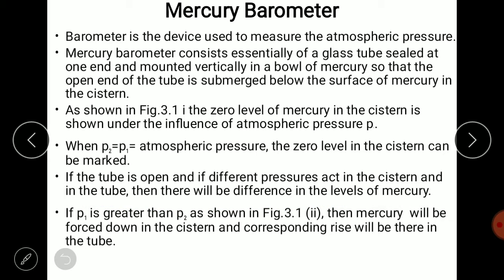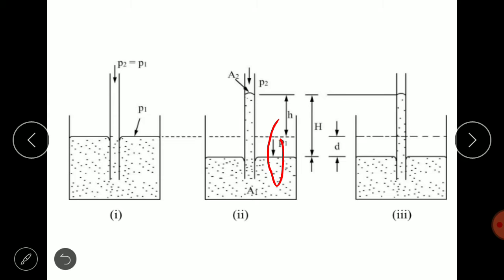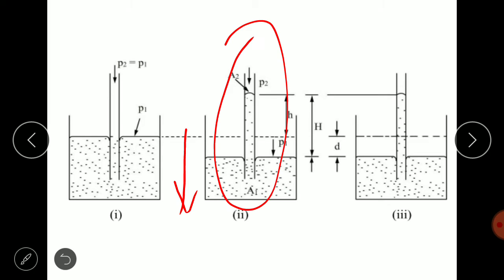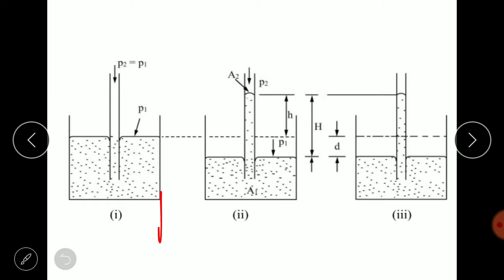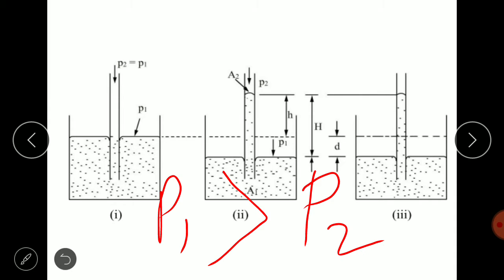Now if P1 is greater than P2, what will happen? Let us just see. If P1 is greater than P2, the liquid in the tank will try to go down and the liquid in the barometer will try to rise. So this is the case when P1 is greater than P2. What is P1? It is the pressure acting on the liquid in the tank, and P2 is the pressure acting on the liquid in the barometer.